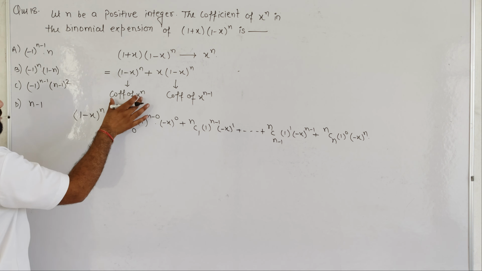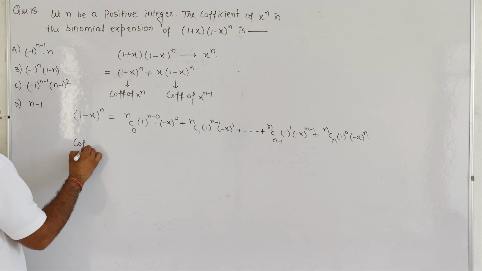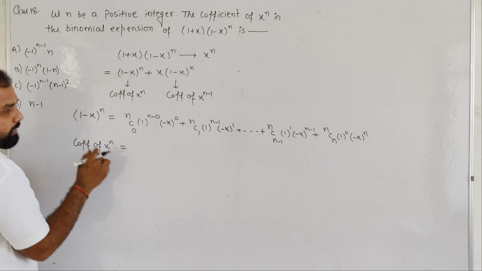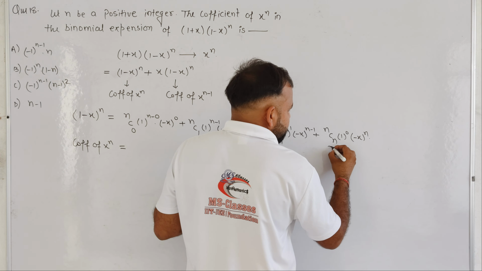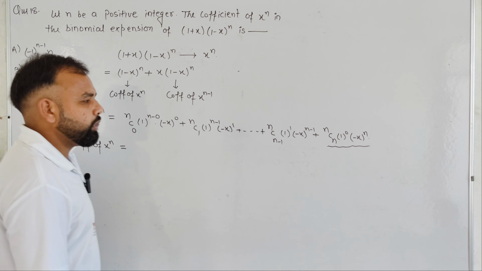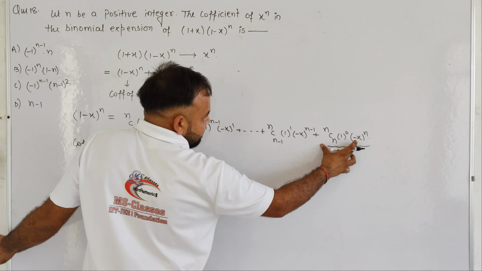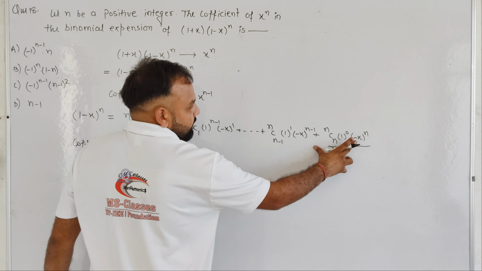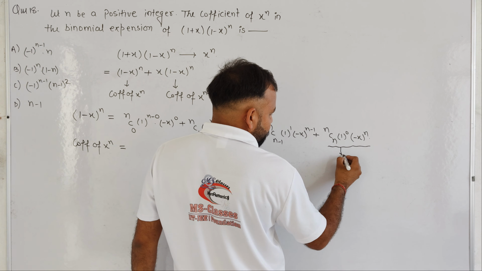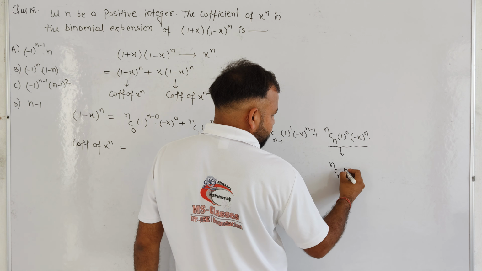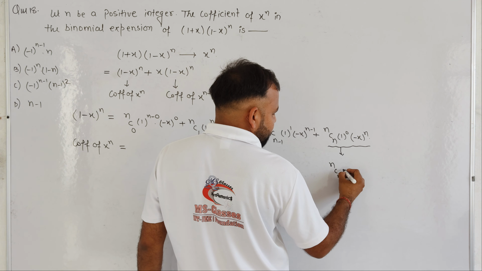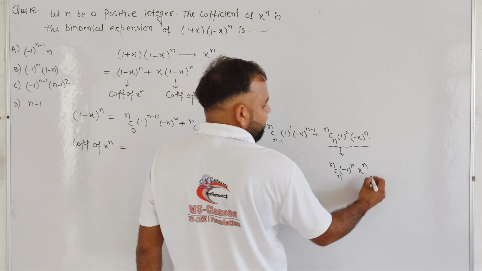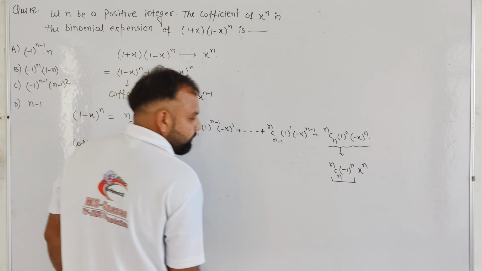Student, first of all, we need the coefficient of x to the power n in this expansion. You know very well that the coefficient is present over here. So in that scenario, the coefficient is nCn, 1 to the power 0, which is basically 1, and the term can be written as (minus 1) to the power n and x to the power n. So the coefficient is this one.